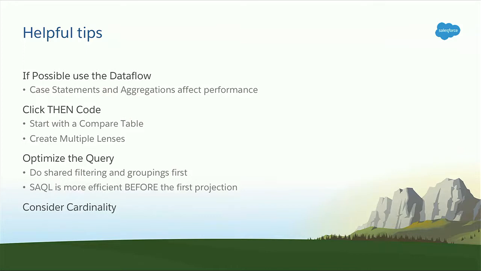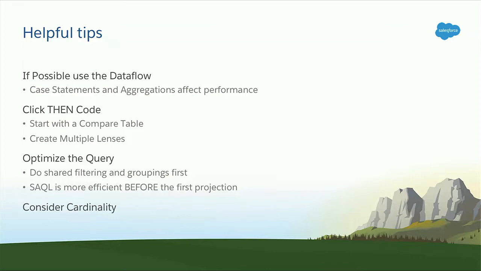What I always like to do, and you saw this in my presentation, is click then code. So start with a compare table. If you haven't used compare tables, get good with compare tables. They're going to be your friend. When you get to the point that a compare table can't do something, that's when you want to turn it over to SAQL. You want to change maybe the way that you're filtering on a date, and create multiple lenses. You can see that on my first slide in the demo. Create what you want from those data sets, and then once you have that, go into the editor, and copy paste is your friend. Start copying and pasting those things together.